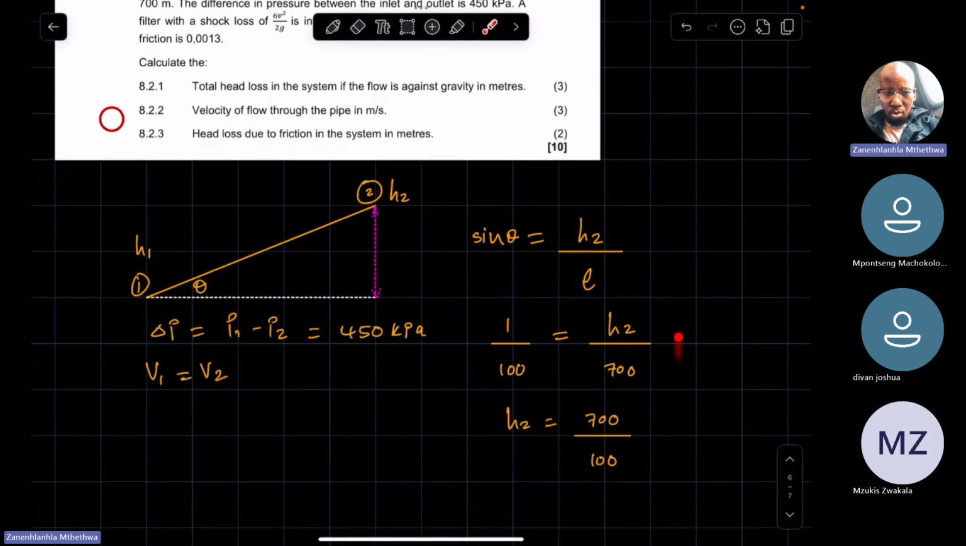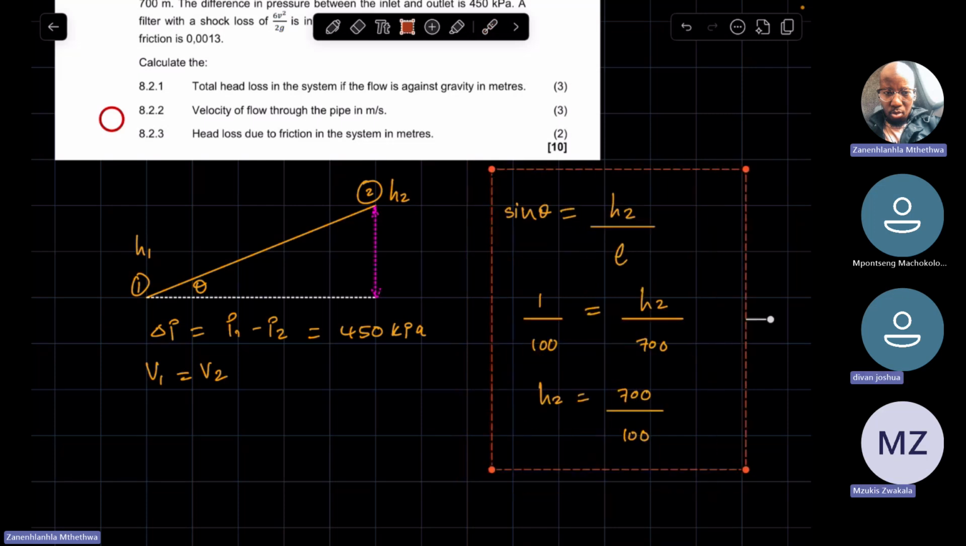Are we clear here? That is how you would work out H2. Any questions here? No questions. All clear, Mr. Mtet. Right. So that is how you would then calculate.